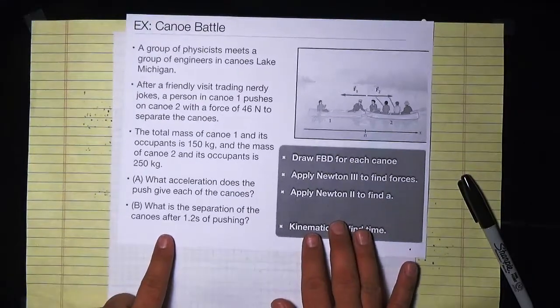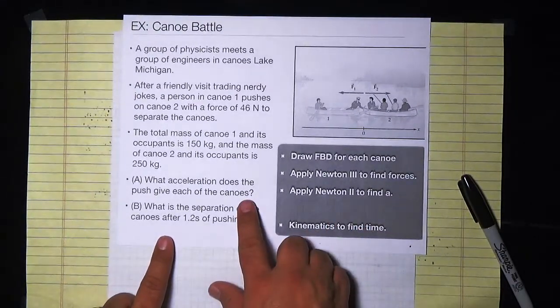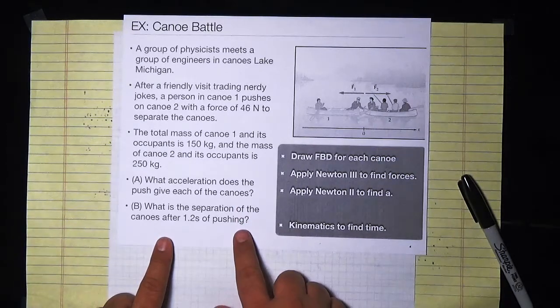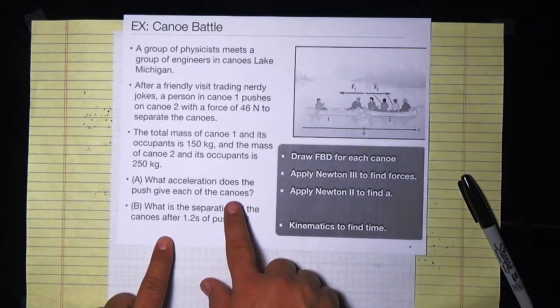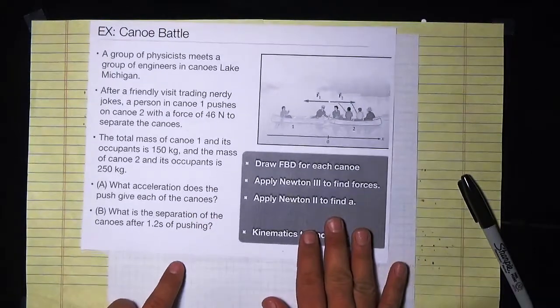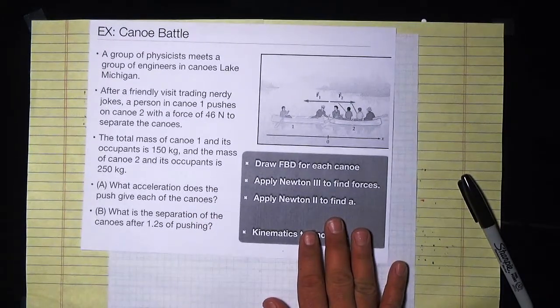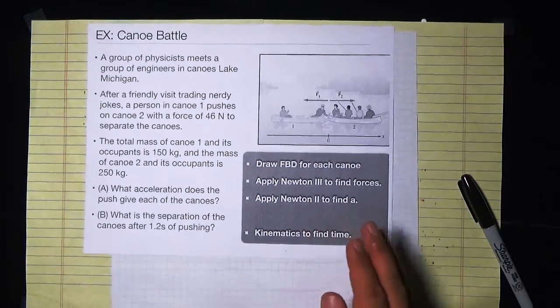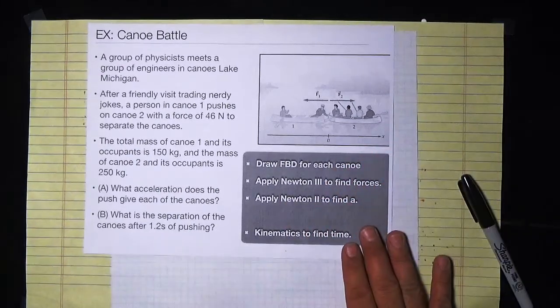And the two things we'd like to know are: what acceleration does the push give each of the two canoes, and what is the separation of the canoes after 1.2 seconds of pushing with whatever acceleration we find in part A?